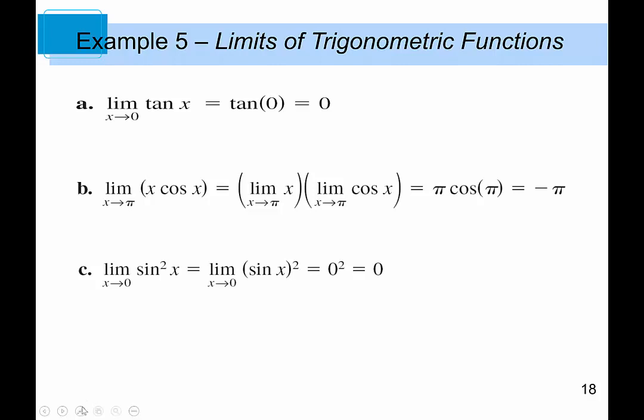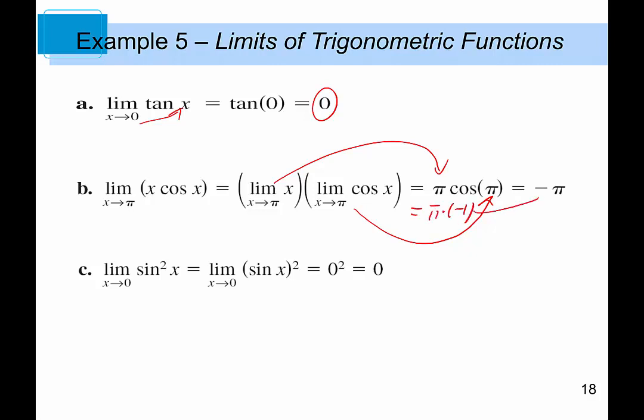So the limit of tangent x as x approaches 0 becomes tangent 0. Replace x with 0, so tangent 0 is 0. Limit of x times cosine x as x approaches pi, we can separate into two different limits: the limit of x as x approaches pi, and the limit of cosine x as x approaches pi. The limit of x as x approaches pi is pi. The limit of cosine x as x approaches pi becomes cosine pi, and cosine pi is -1. So it becomes pi times -1, which is -pi.